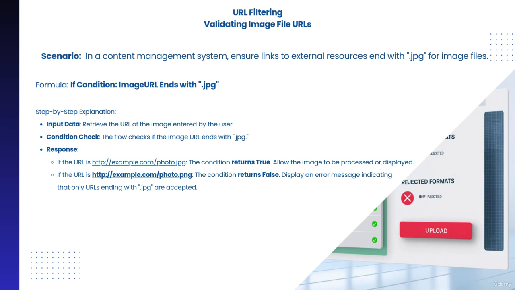Response: if the URL is http://example.com/photo.jpg, the condition returns true. Allow the image to be processed or displayed. If the URL is http://example.com/photo.png, the condition returns false. Display an error message indicating that only URLs ending with .jpg are accepted.